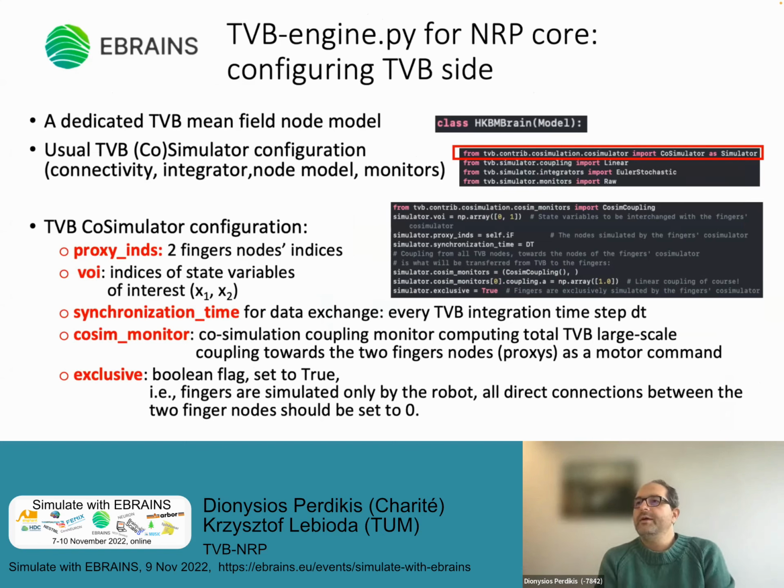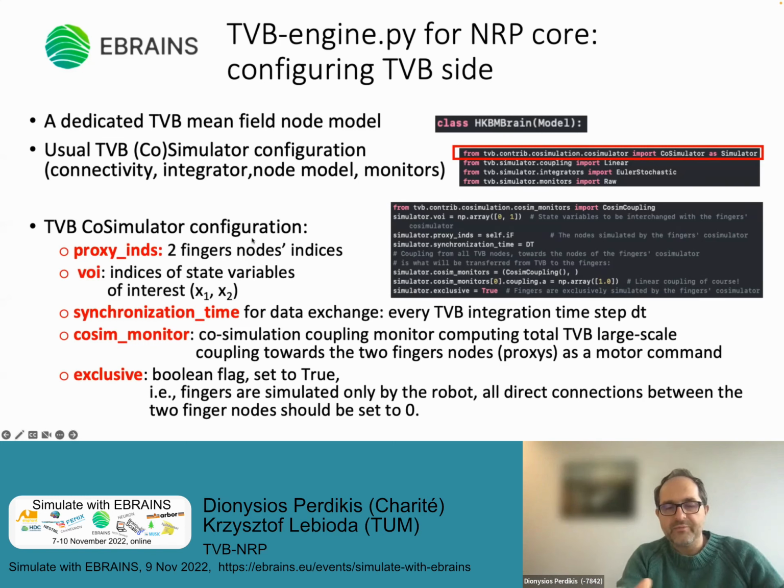So all this model now from the TVB side formulates what Christoph called an engine to be linked to the NRP core. So this TVB engine consists of the model itself, which is a new model we created for TVB, the HKB brain model. And then we also need to set up and configure the co-simulator. By the way, this co-simulator is more or less the same co-simulator used also in the TVB multiscale toolbox that you showed before. And all these configurations are taken care of in TVB multiscale behind the scenes. But here we had to explicitly set them.